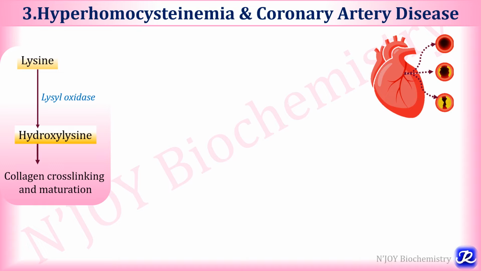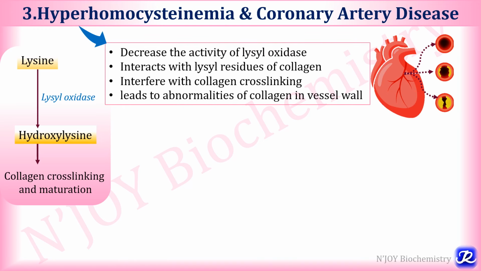So now, how is this increased level of homocysteine associated with atherosclerosis? This homocysteine decreases the activity of lysyl oxidase. It interacts with the lysyl residues of collagen and interferes with collagen cross-linking, and thus it leads to abnormalities of collagen in the vessel wall.